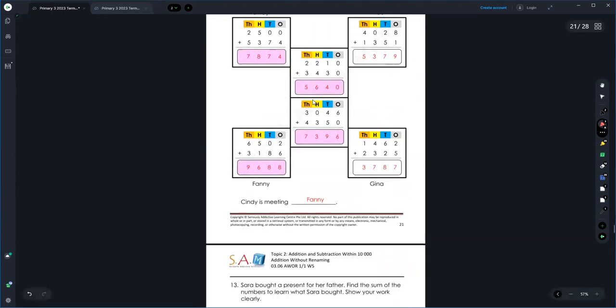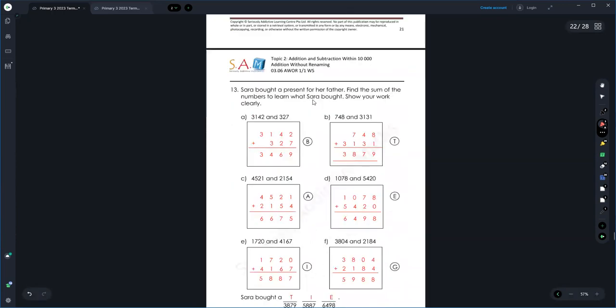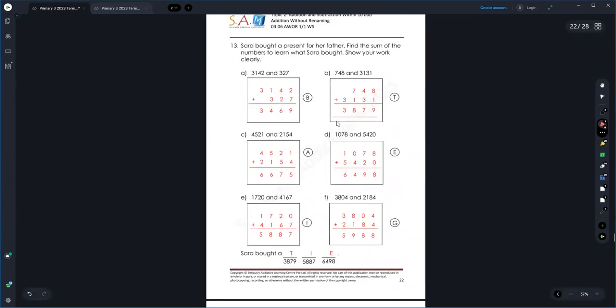This one should be quite easy, so let's not do it in class. For this one here, I would say get them to do B and D, just for demonstration purpose. After they add the numbers up, they will know that this is 3,879, so this is T. Then they do D. You'll know that 1,078 plus 5,420 will give you 6,498, so E is here. Then you tell them this will be a science homework.